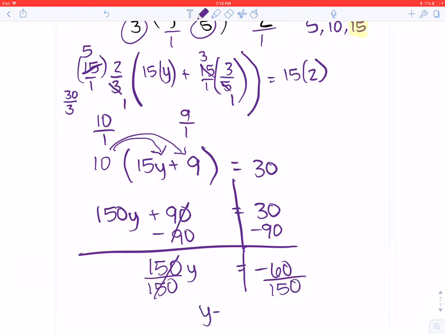And y equals negative. Wait a minute. I can divide by 10, and that's going to cancel out my zeros. 60 divided by 10 is 6. 150 divided by 10 is 15. But I can also divide both of these by 3, which is going to give me 2/5. So my answer is y equals negative 2/5.